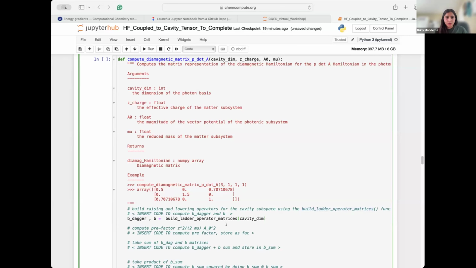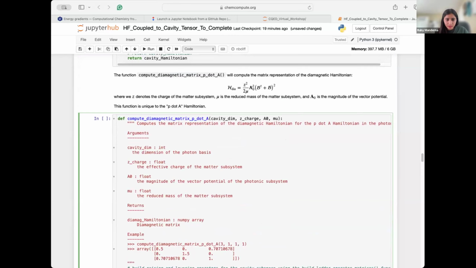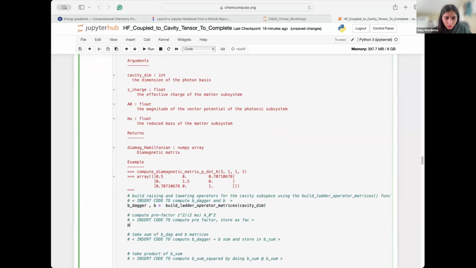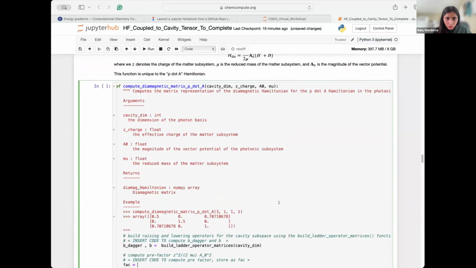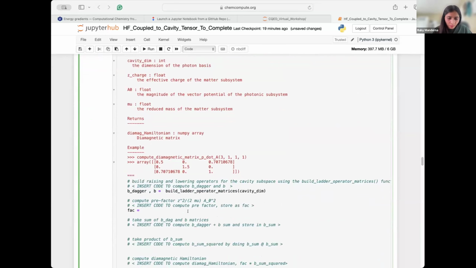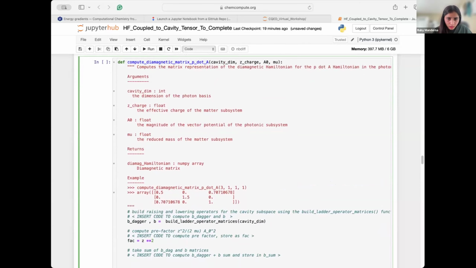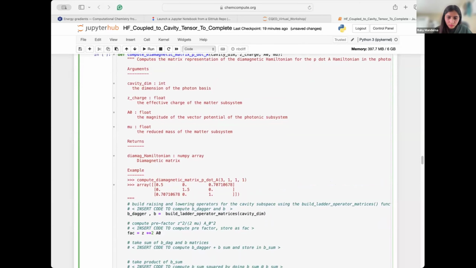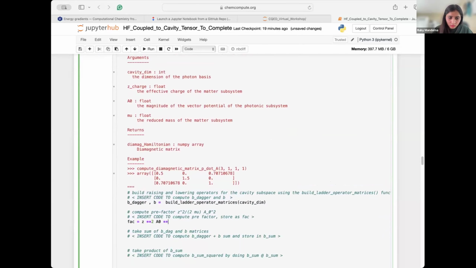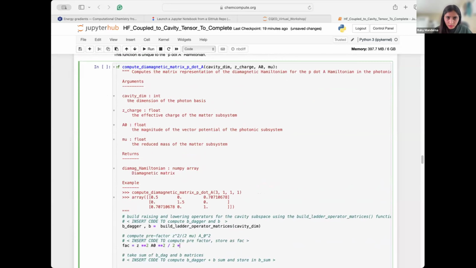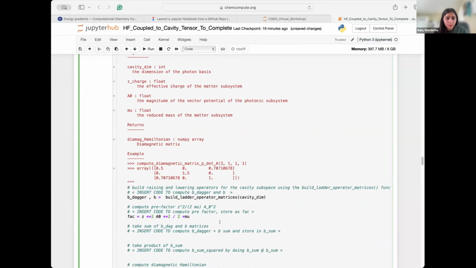Next, we need to compute the prefactor. So first we will compute this prefactor, which we store as fac. fac is equal to, so we have z square into our vector potential, which is a naught, and this is also squared, divided by 2 into reduced mass, which is mu, and that would be our prefactor.